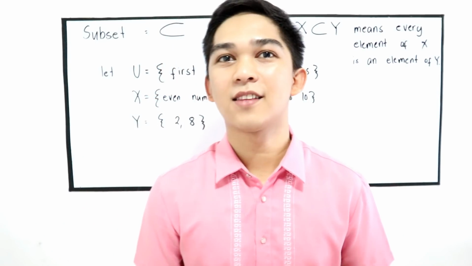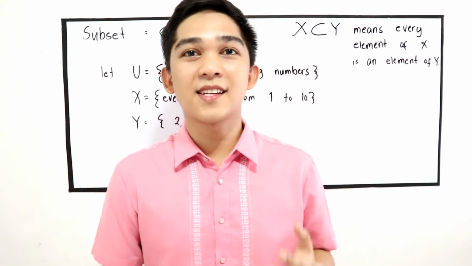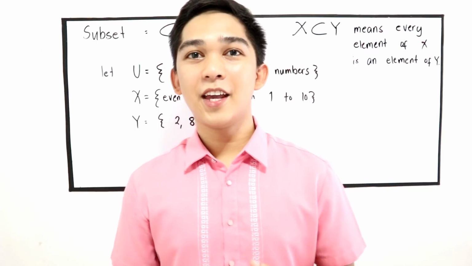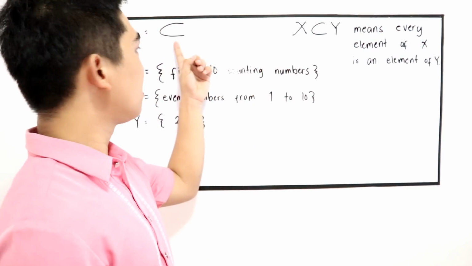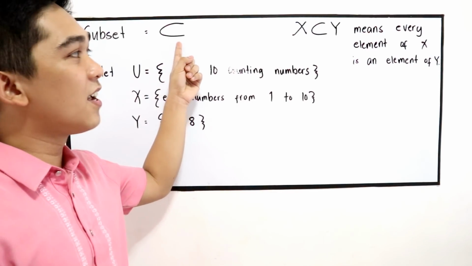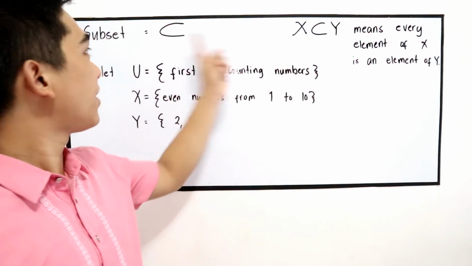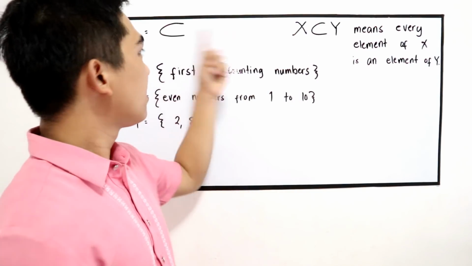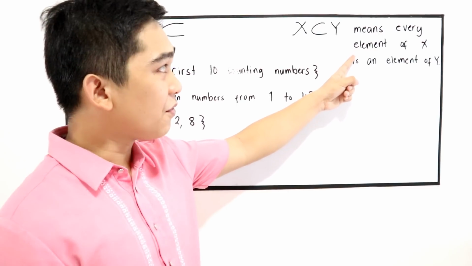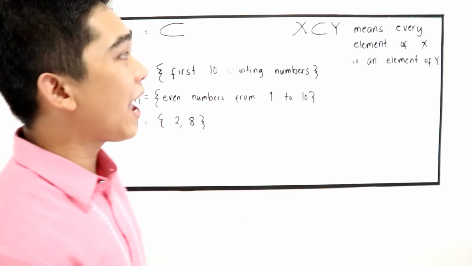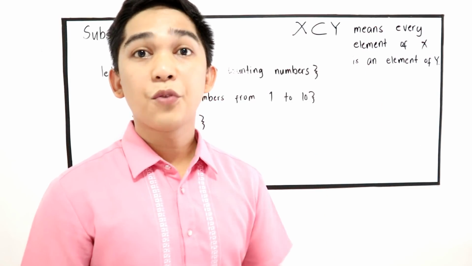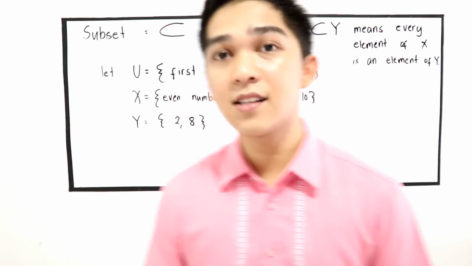We have the subset. A subset is a set that is part of a larger set. It is denoted with this symbol, and it is read as X is a subset of Y. It means that every element of X is an element of Y. To further understand, let us have an example.